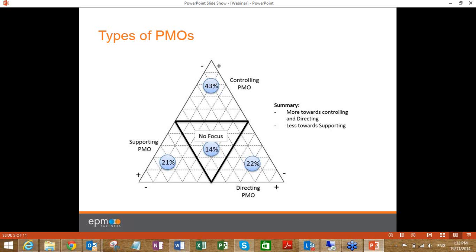Interesting fact anyway. I guess the poll that we got from you, the survey that we got from you, actually tells an opposite story. Mostly, it's supporting and probably non-controlling, or the least is controlling, and most is supportive. All right, moving on.